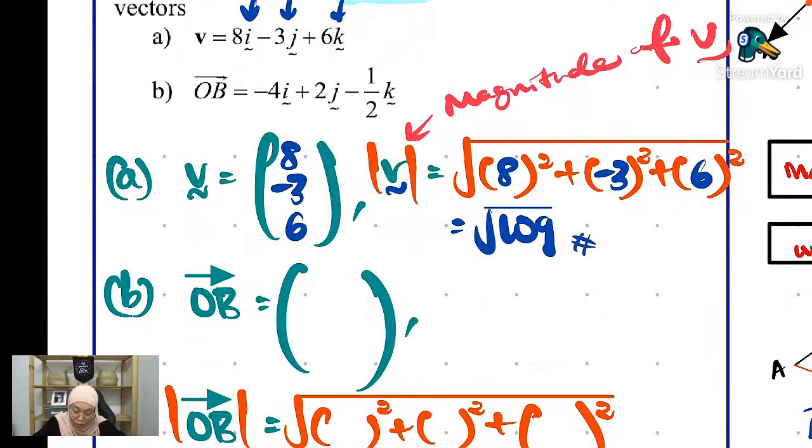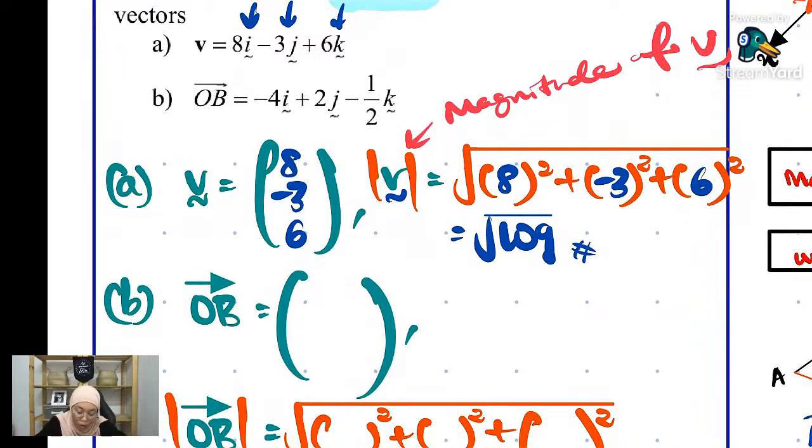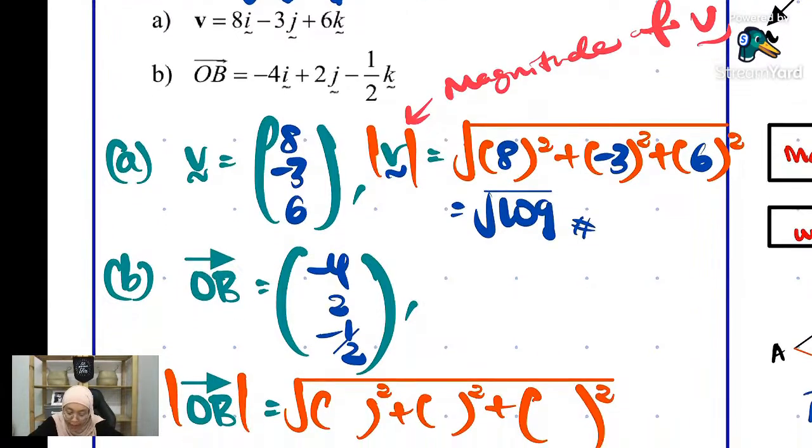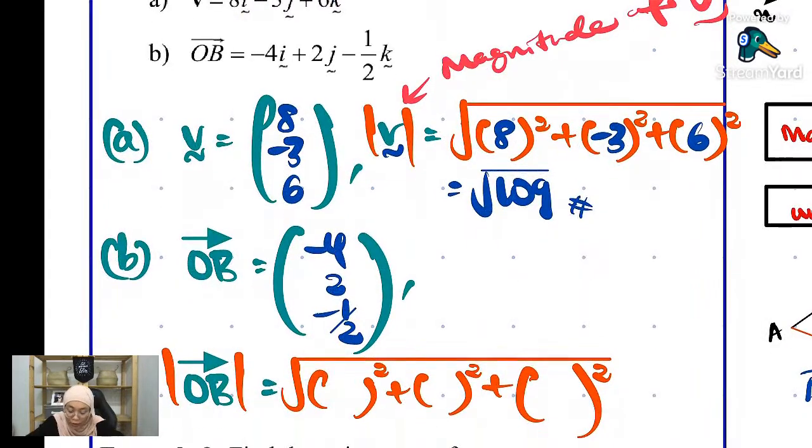Now, let's go to the next one, OB. So OB is just a vector which you can write down as negative 4, 2, and negative half. Okay, you write it down like that. And then I want to find the magnitude of the OB vector. And so the formula is like this, the square root in orange here. So we just have to insert this negative 4.